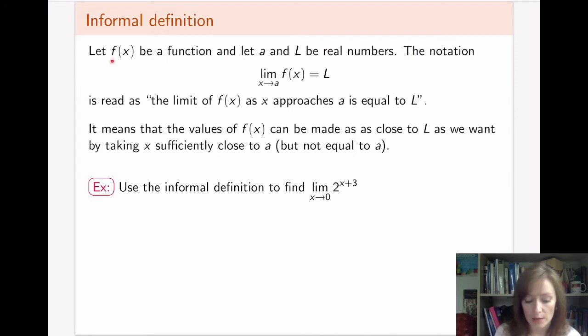So my function here is f of x. The number x is approaching is a, and L is the limit itself. This notation, we read it as: the limit as x approaches a of f of x is equal to L. So the word limit is on the outside. The function is the one that we're using. This specifies what the x value is, and this specifies what the corresponding y value is of the limit.